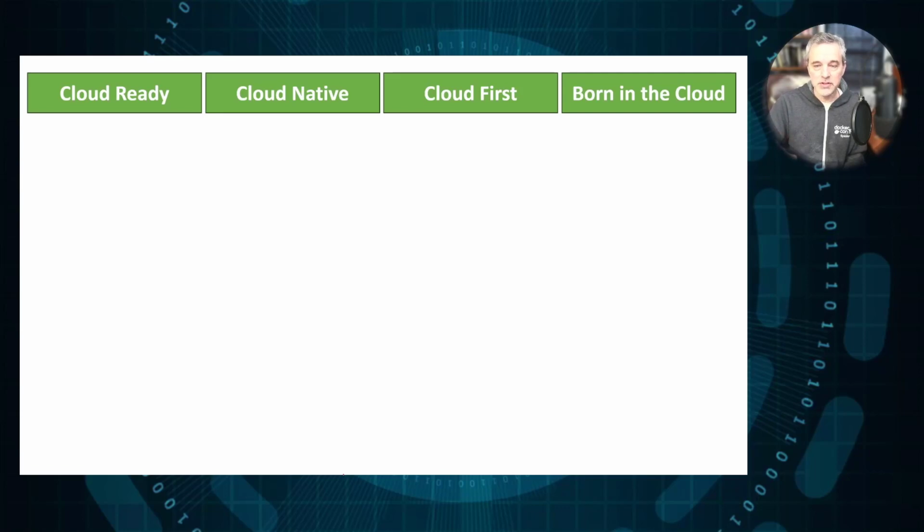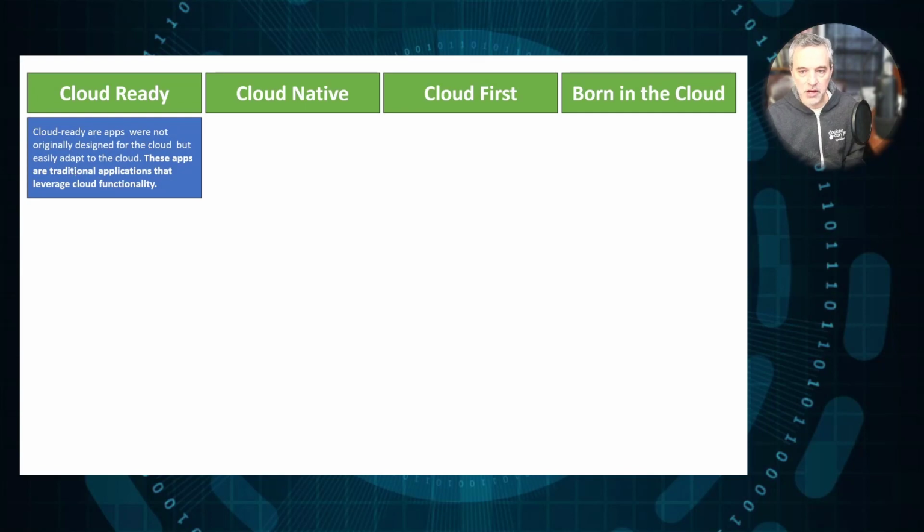So what I'm going to do here is define each one of these and then talk about its implications in terms of architecture, technology, and focus. So cloud ready is the most basic of these. And this is basically where you take a traditional application and you package it in a way that can leverage cloud functionality. So this is just basically taking old applications and making them run in the cloud. Now, at the most fundamental definition, that's what this is doing.